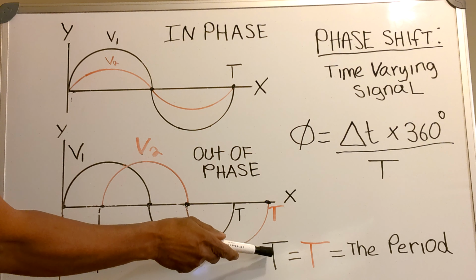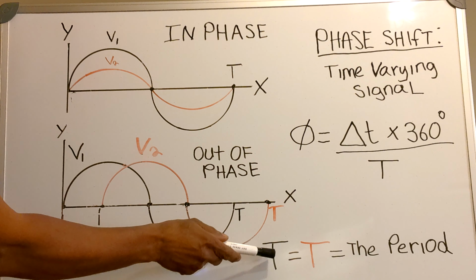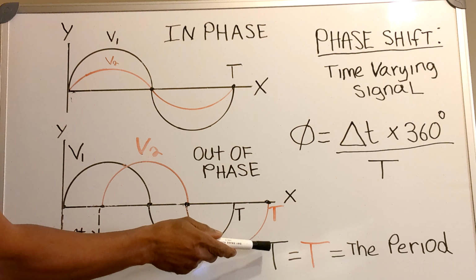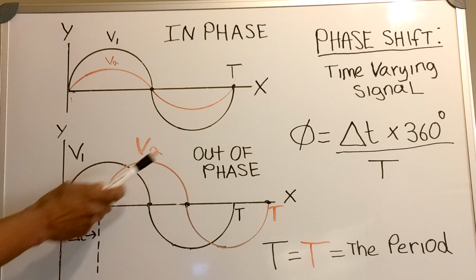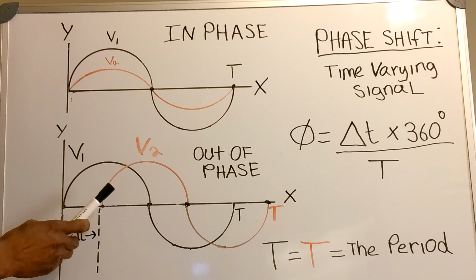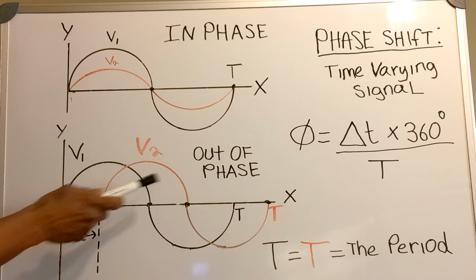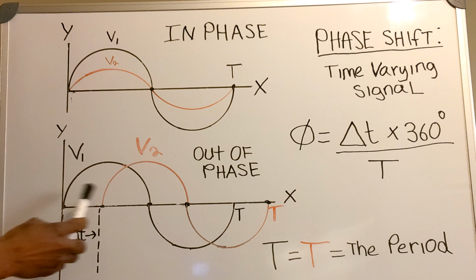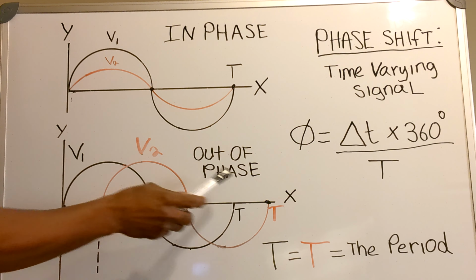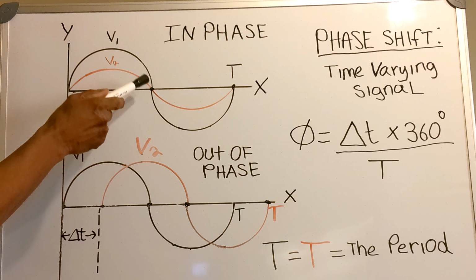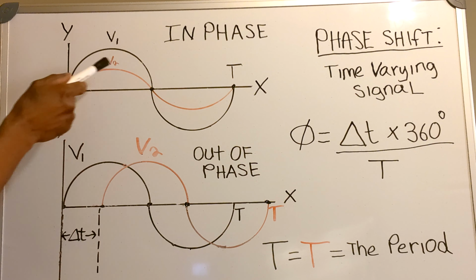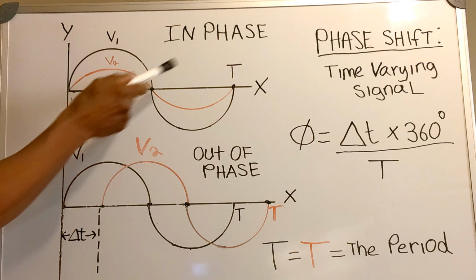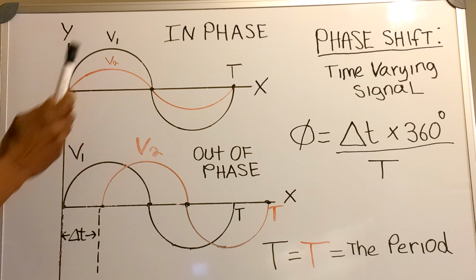They have the same period, T equals T. But even though they have the same period, these two waveforms are still out of phase because they start and stop in different locations. Unlike these two waveforms that start and stop at the same locations.